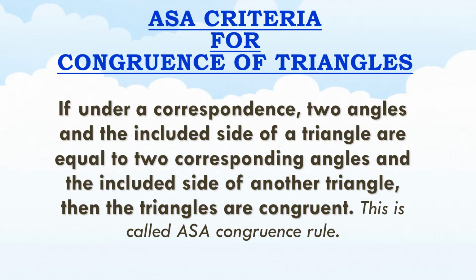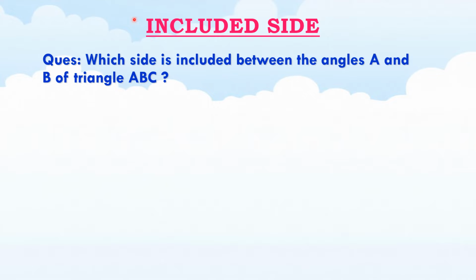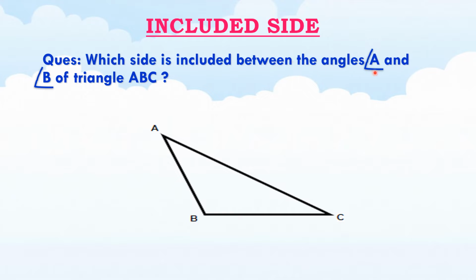Now let us first understand some new terms that have come up here. We have a new term, included side. So let us learn what we mean by included side. For example, I'll give you a question: which side is included between the angles A and B of triangle ABC? This is a triangle ABC and you want to find out which side is included between these two angles, angle A and angle B. कौन सी ऐसी side है जो इन दो angles के बीच में आ रही है.